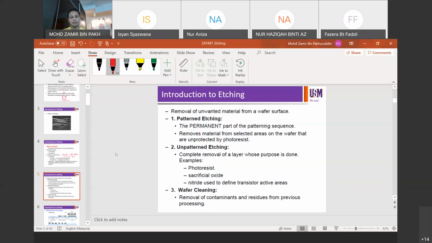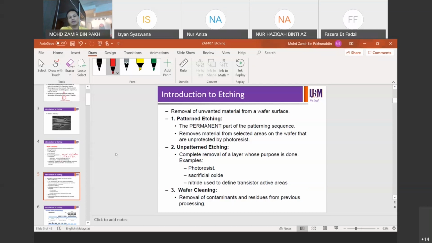The next one in the unpatterned etching is also for sacrificial oxide, or oxide that you grow in order to be eventually sacrificed. So you want to etch the oxide blanket, or you want to etch the nitride blanket as well. So this one is called unpatterned because there are no patterns to deal with. It's just a blanket layer of something that you need to remove eventually.